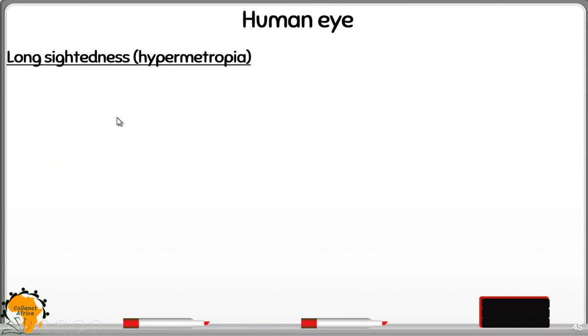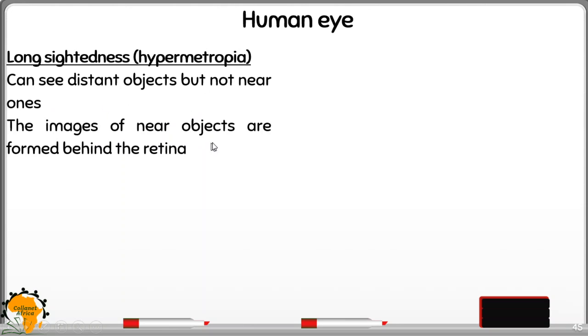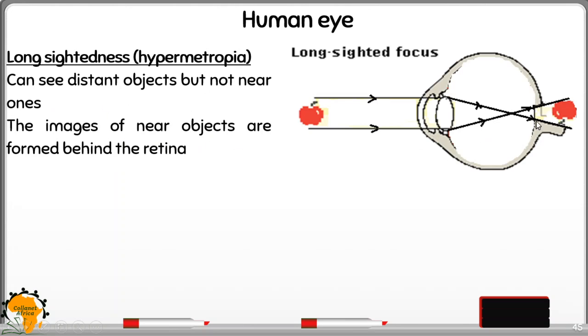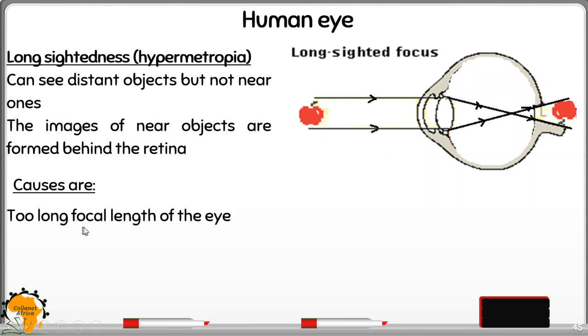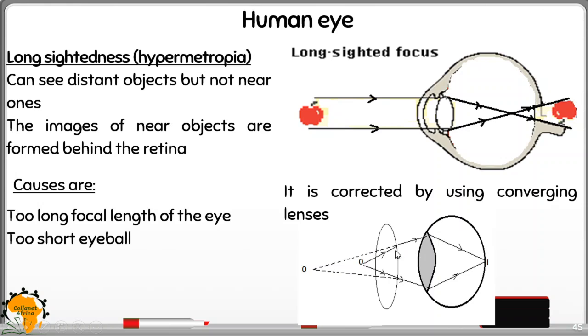Then the second defect is what we call long-sightedness, and in this case, a person with this defect can see distant objects but not near ones. The images of the near objects are formed behind the retina as shown. The cause of this is that you have too long a focal length or too short an eyeball. We correct it by using a converging lens like this, so that the rays from near objects are converged and you are able to focus them on the retina. That way you're able to correct that defect.